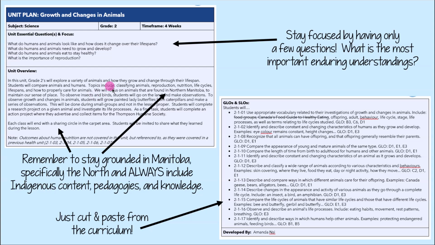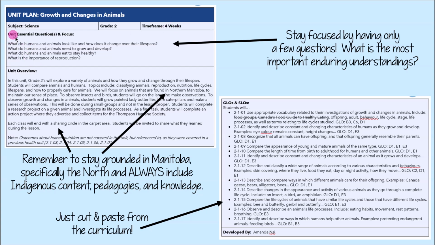Now let's look at this first page, some examples of this, okay? Now you can see that the boxes expand, so this actually ended up being 2 pages, but this is an example from a unit plan that I did in grade 2. It is a science unit plan for growth and changes in animals. So if we look here, we have the title, Growth and Changes in Animals. That's the name of the science unit in grade 2 curriculum. It is science, it's grade 2, and it's 4 weeks.